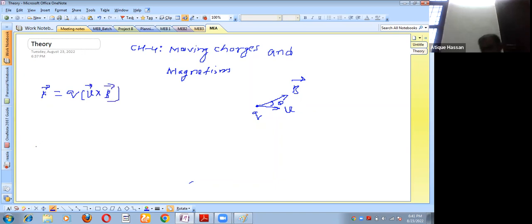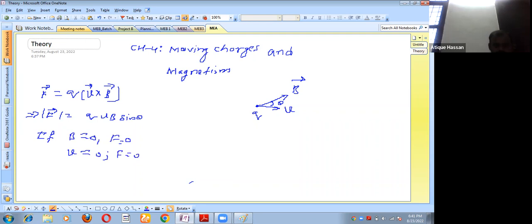This is the basic formula for force on a moving charge in a magnetic field. We also know that the magnitude of force can be written as F equals QVB sin theta. If the magnetic field is 0, then force will be 0. If velocity is 0, then force will be 0. So a magnetic field cannot exert force on a stationary charge. If any value of Q, V or B is zero, force will be zero.